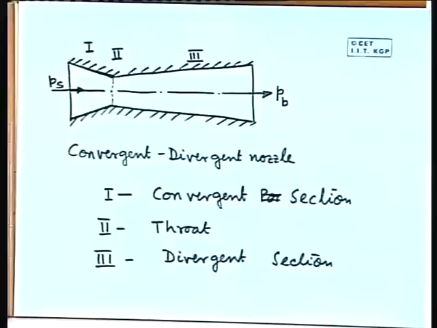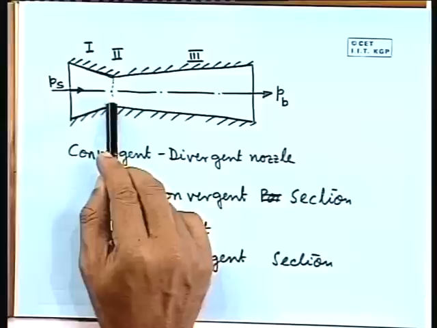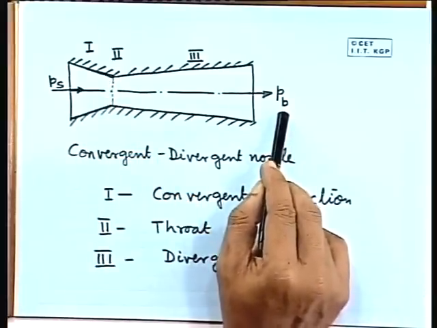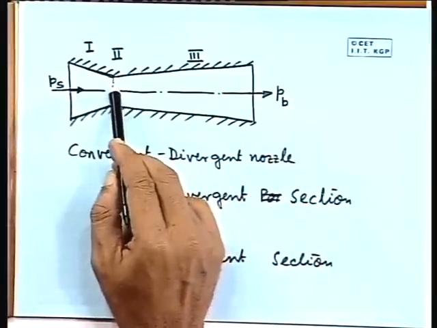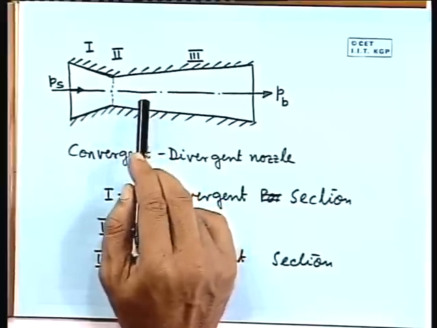It can be shown by simple fluid mechanics that once the velocity is sonic velocity at the throat, after that, if you reduce the back pressure, then the expansion will continue even in the divergent section, and in the divergent section, you will have further reduction in pressure and you will have further increase in velocity. That means, you will have supersonic velocity in the divergent section. So, it is like this.